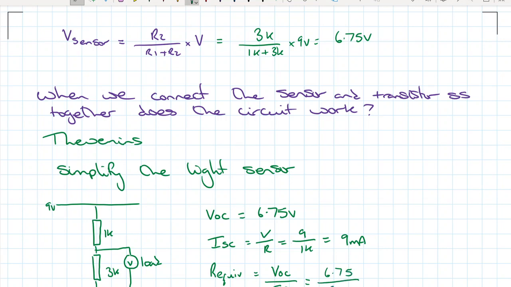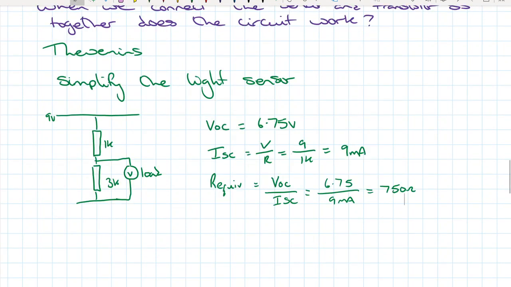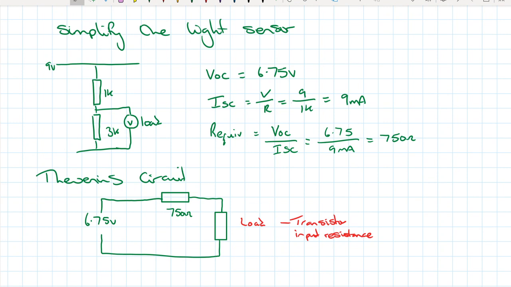6.75 over 9 milliamps equals 750 ohms. I'm just going to do a quick check and see what 1k in parallel with 3k gives me. I got the same answer. So I can now start to draw my Thevenin's equivalent circuit. I've drawn my Thevenin's equivalent circuit there: 6.75 volts, 750 ohms, and then my load is my transistor. My load is my transistor circuit, so it's my transistor input resistance.